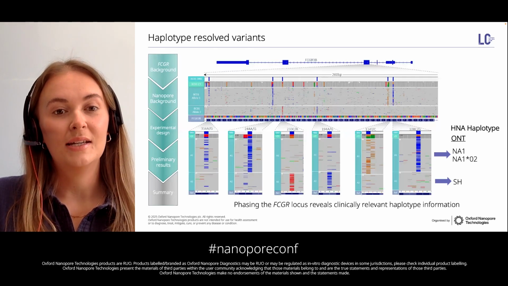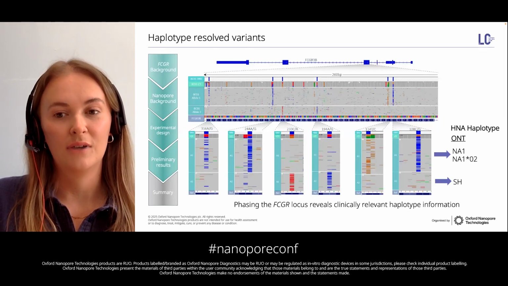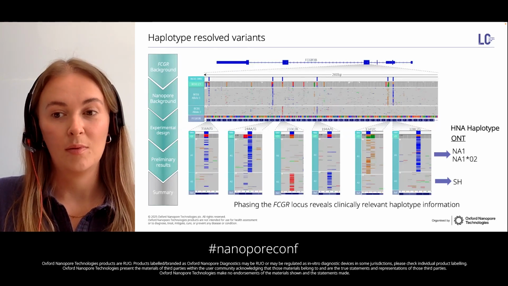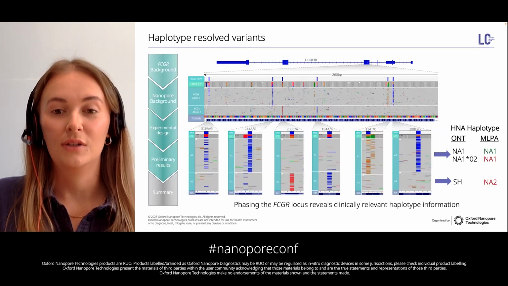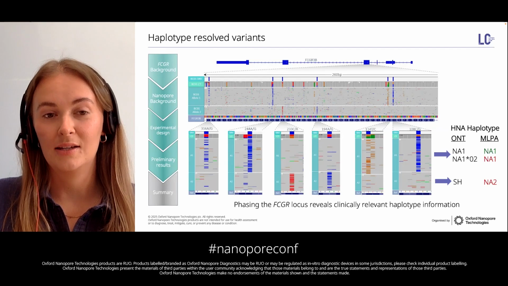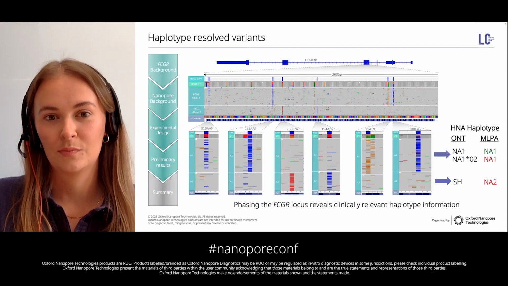Yet with Nanopore, it's easy to identify which combination of variants are on each haplotype, enabling confident inference of exact allotypes, which I found is often discordant with what the standard MLPA assay suggests is present.